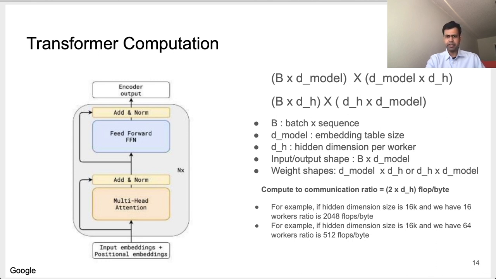And what does this tell us? What this tells us is if the hidden dimension is 16,000, we have 16 workers, the compute intensity is about 2048 flops per byte, which is pretty good even over a remote network, for example, the Google network or an InfiniBand network. When we increase this to 64 workers, this ratio reduces to 512 flops per byte, where it can be challenging to optimize and communication overheads start to dominate.